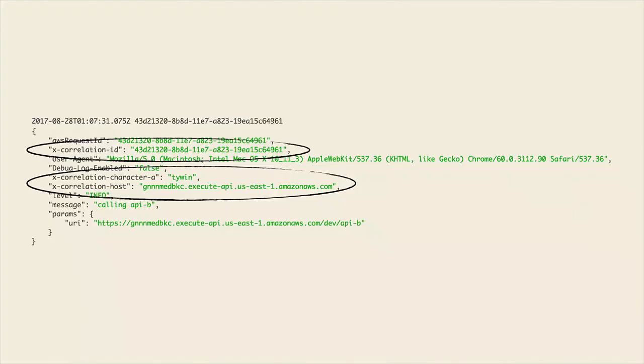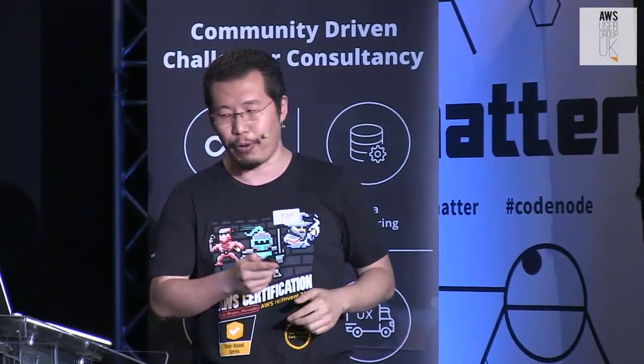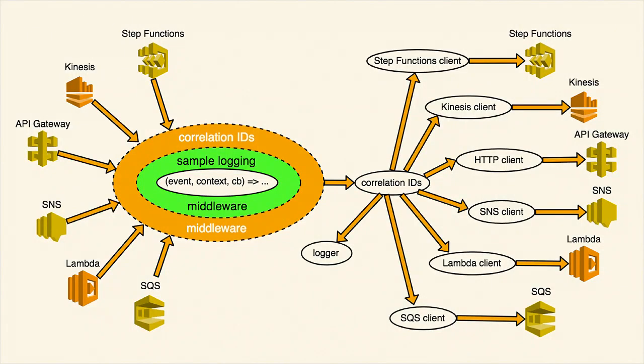And in this case, you can see that we've got some correlation IDs initialized, but we also have a couple of additional correlation IDs that you can set in your function, and those correlation IDs are then forwarded to every other function from this point on. So again, the tools are available, open source, and on GitHub, so you can download them and play around with that. And we support a number of inbound invocation event sources, as well as outbound targets.